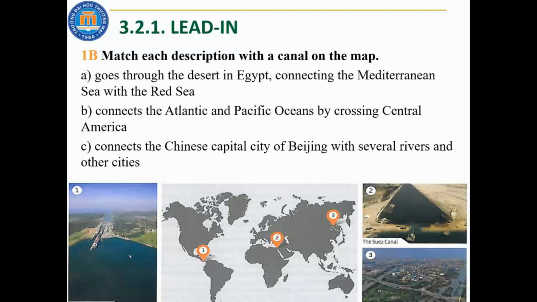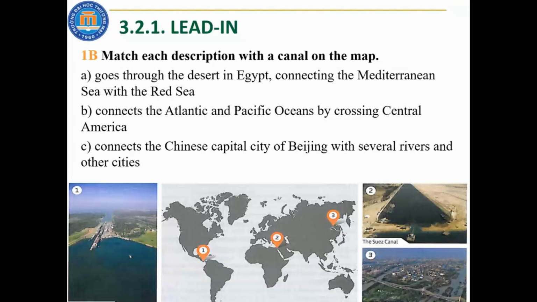Alright. Let's move on to exercise 1B. Please have a look again at the map and the photos, then match each description below with the canal on the map. Please spend some time doing the exercise. Have you finished? Okay, so let's check the answers together.